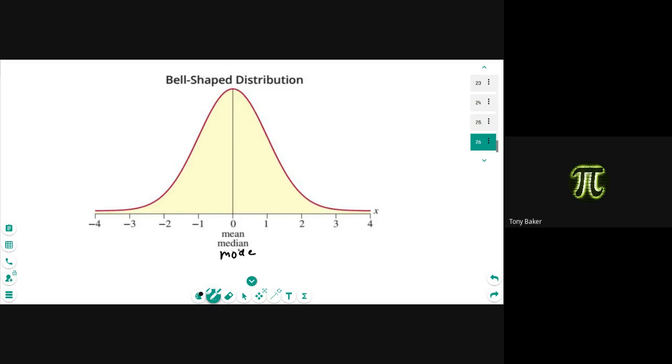So when we're starting to talk about standard deviation and those types of things, we're going to use mean a lot. But in a bell curve, that's always going to be the number in the middle anyway. So it's the same as your median and mode. Okay.